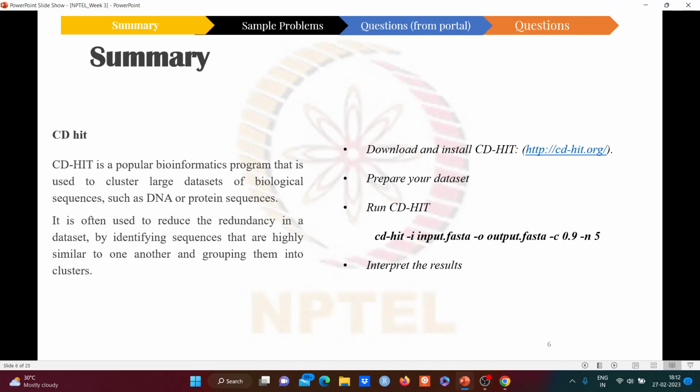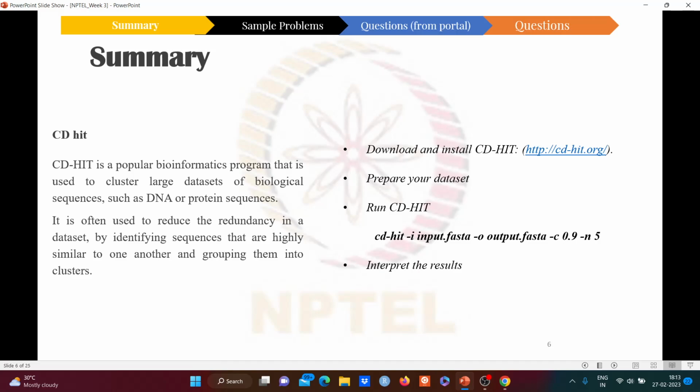And the n flag specifies the word size used for the alignment. That is, CD-HIT will compare sequences using a word size of 5. The next step is to interpret the results or analyze the output.